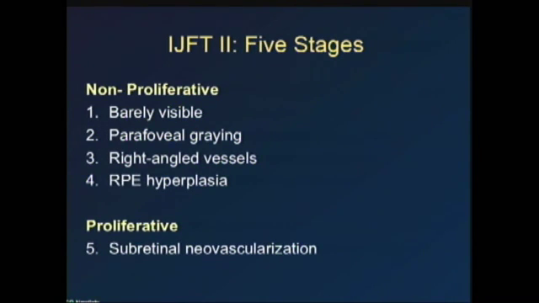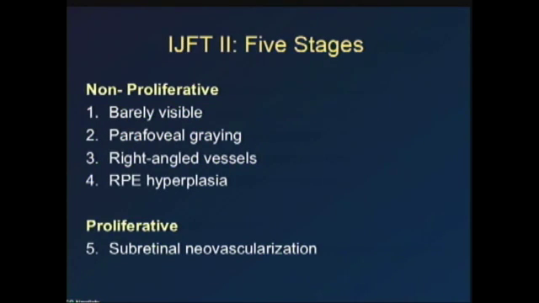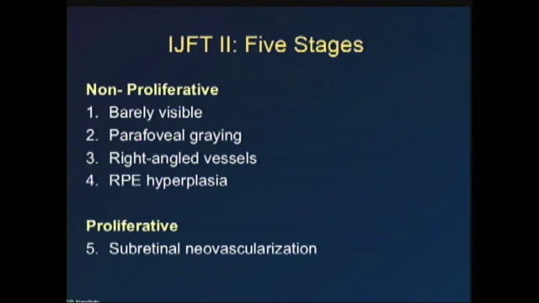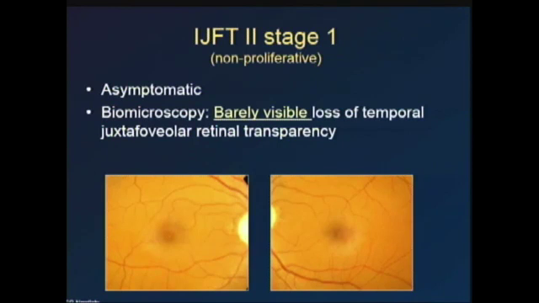This is going to be associated with retinal pigment epithelial hyperplasia because the RPE is going to come into the retina and try to eat and clean up all the proliferation of vessels that happens there. And in some cases, this becomes wild, causing a subretinal vascularization. So the first stage is an asymptomatic stage.